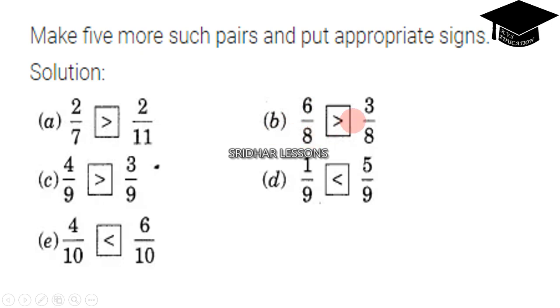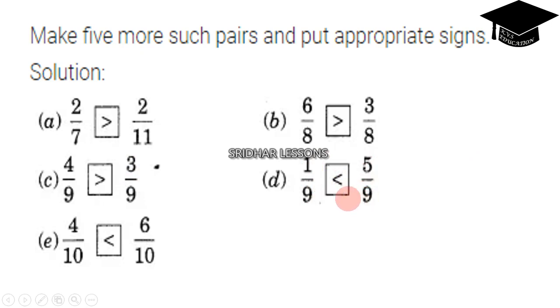Next, 6 by 8 and 3 by 8. Denominator is same. So 6 by 8 is greater than 3 by 8. Next, 4 by 9 and 3 by 9. The denominator is same. 4 is greater than 3. Here, 1 by 9, 5 by 9.